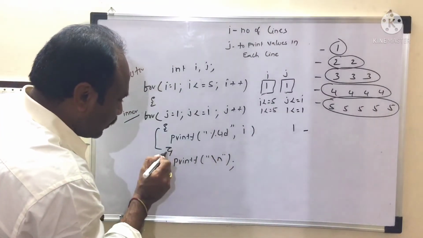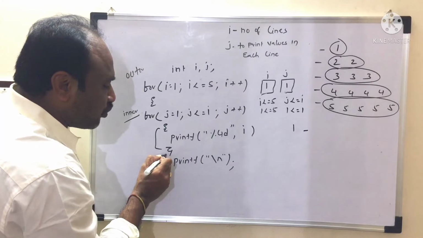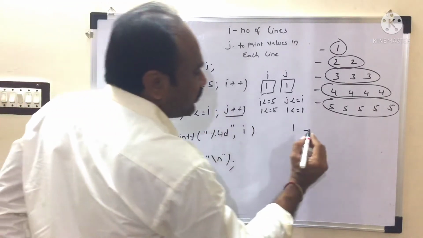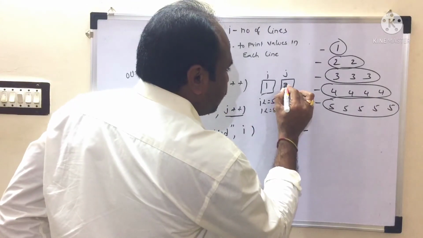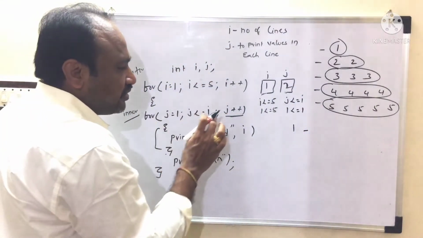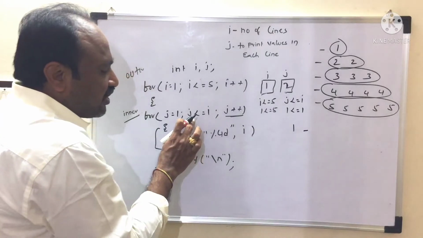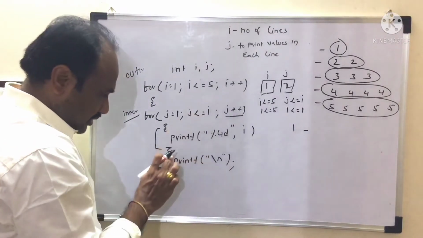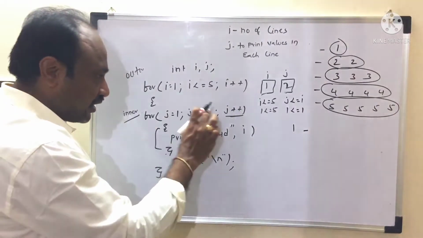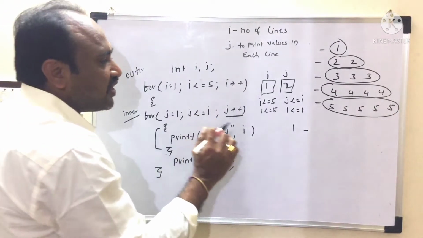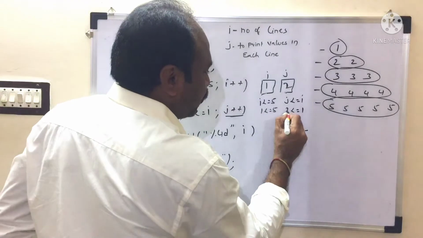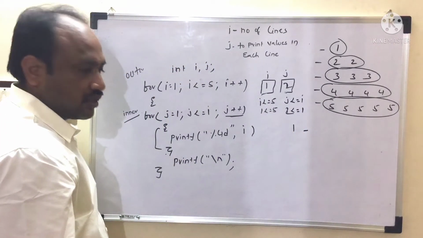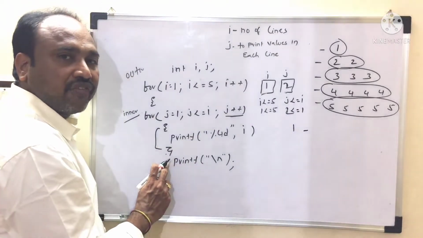Next, inner for loop close. If the inner for loop closes, go to the increment section of the J for loop. J plus plus, J equal to J plus 1. J value becomes 2. Check the condition in the inner for loop, J less than or equal to I, because this is the inner for loop close. J value 2. 2 less than or equal to 1, condition false. Come out from the inner for loop.